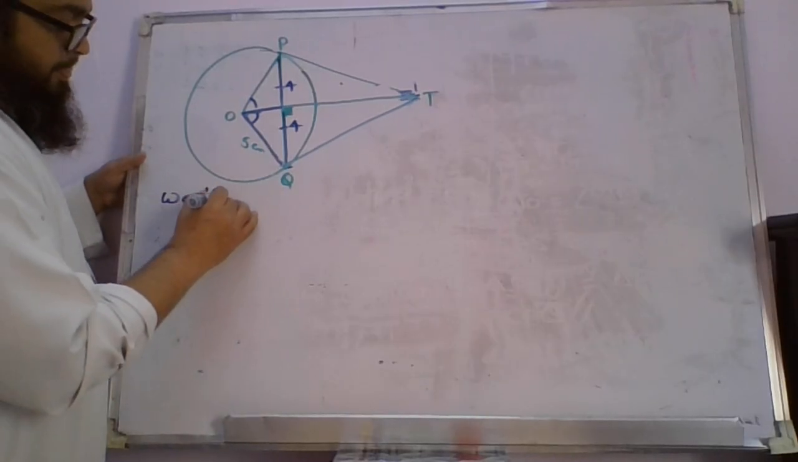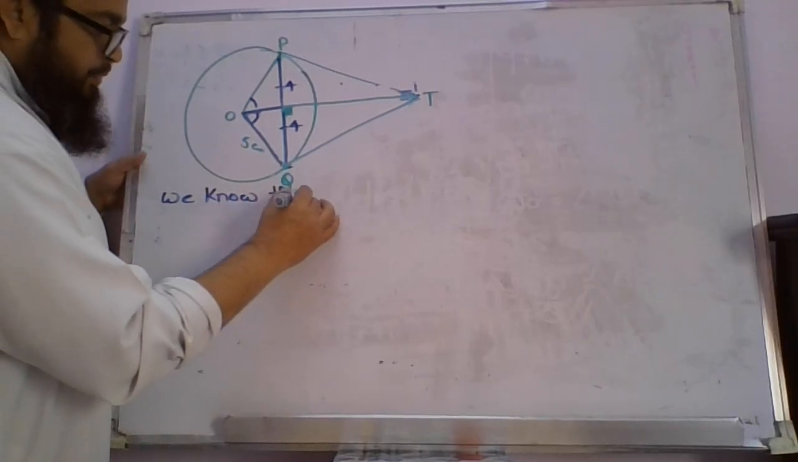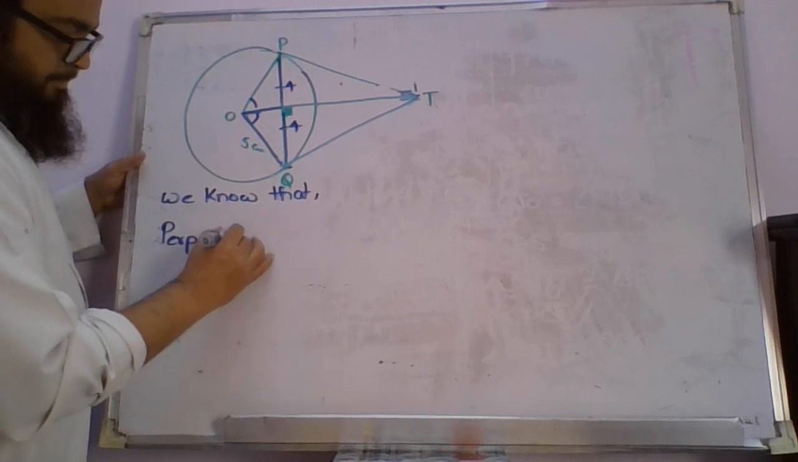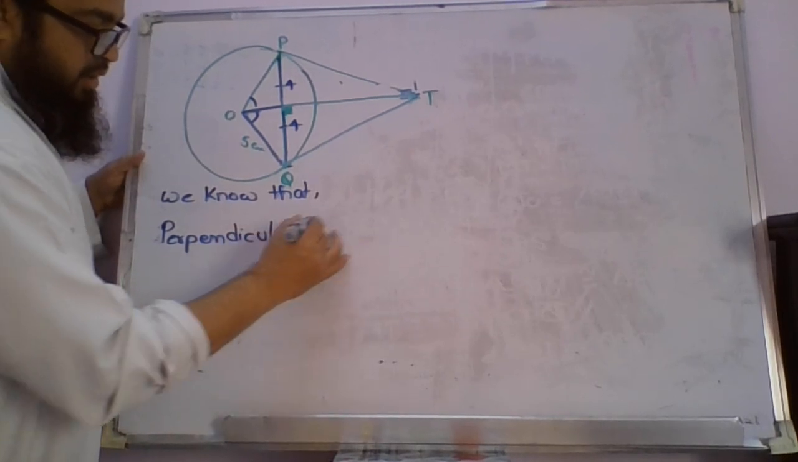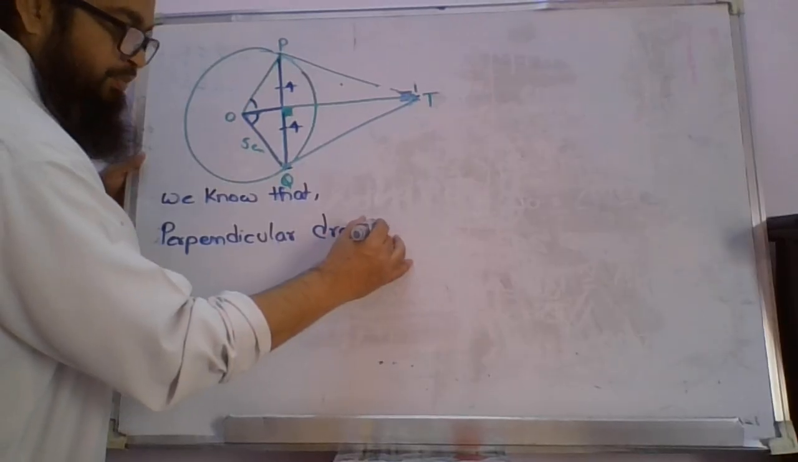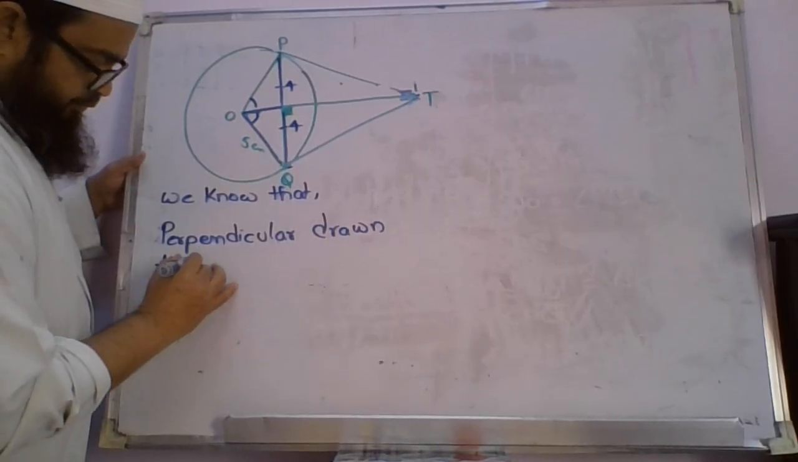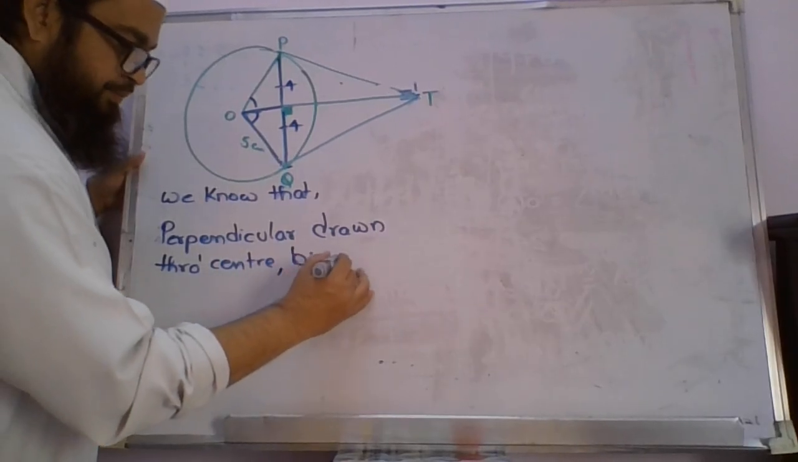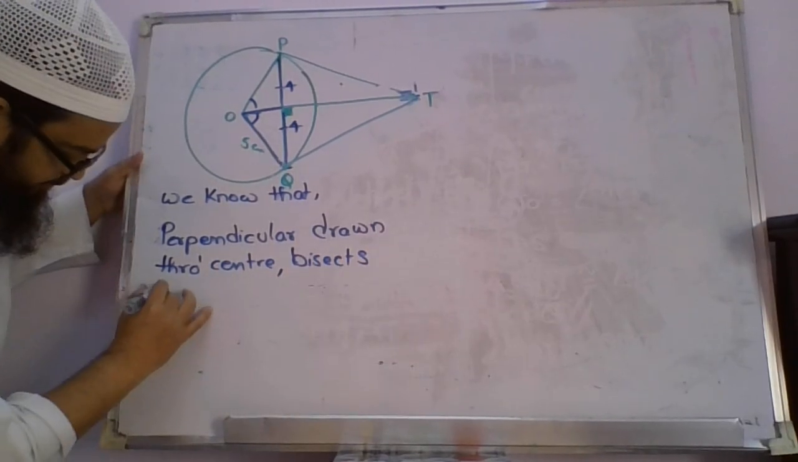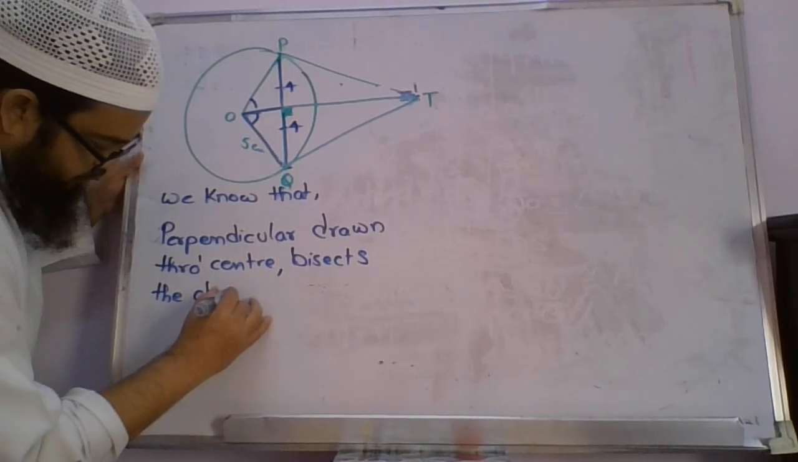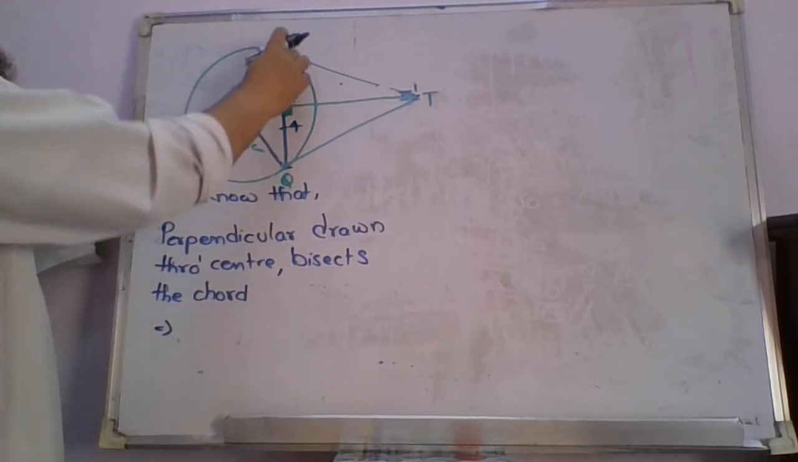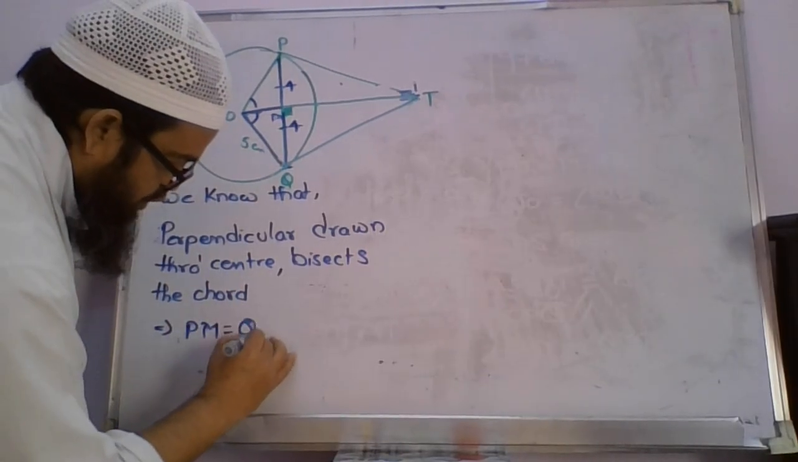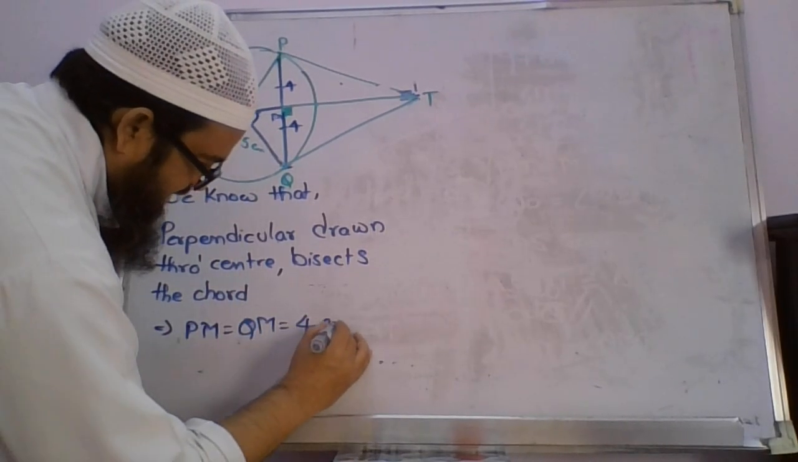We know that perpendicular drawn through center bisects the chord. So that implies PM is equal to QM is equal to 4 centimeters.